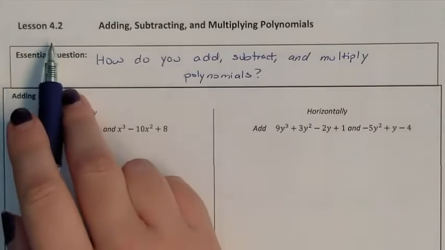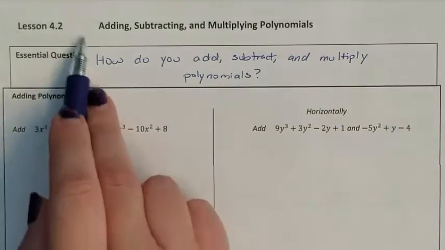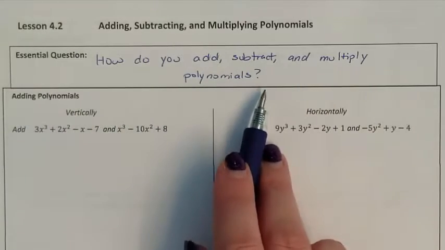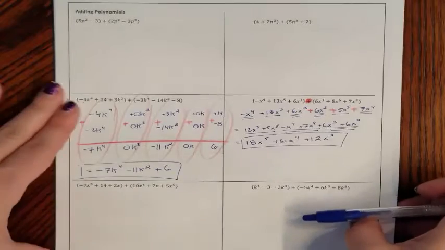Lesson 4.2, Adding, Subtracting, and Multiplying Polynomials. Our essential question: how do you add, subtract, and multiply polynomials? There were 4 problems left on the page for independent practice. Let's go ahead and take a look at those.